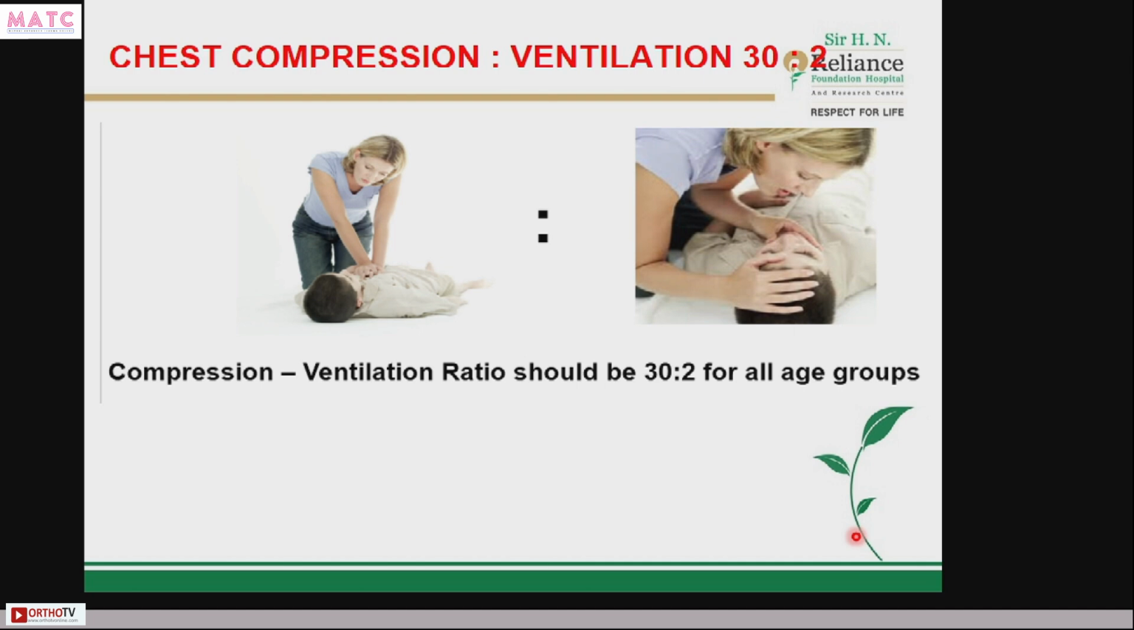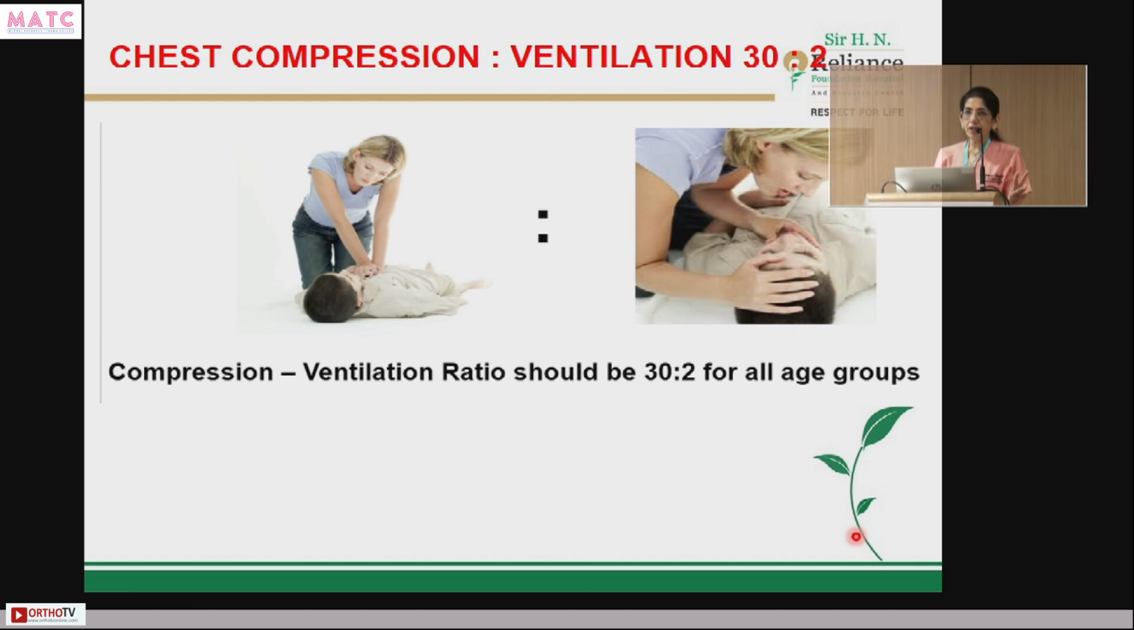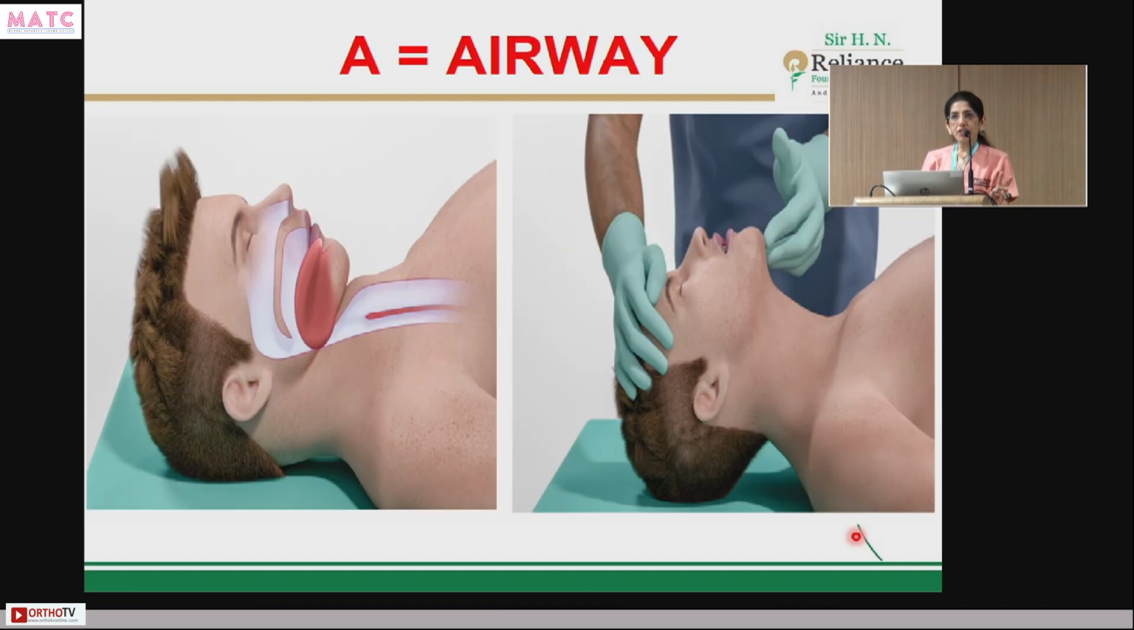The ventilation compression ratio should be 30:2. So give 30 compressions and 2 ventilations. Give 1 ventilation every 5 to 6 minutes. Now when you start ventilating the patient, certain airway maneuvers have to be done so that the tongue doesn't obstruct the airway and the ventilation is effective. Otherwise, if the tongue is obstructing, even though you're giving ventilation, it will not be effective.